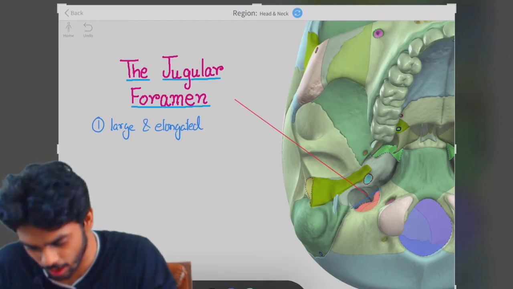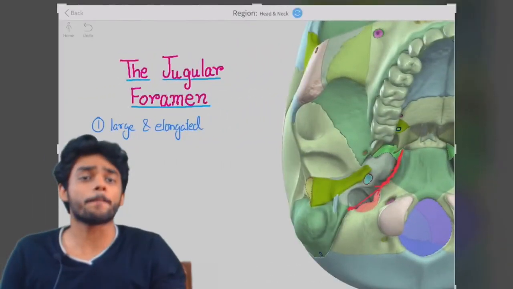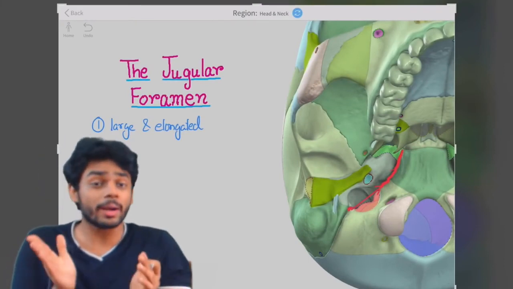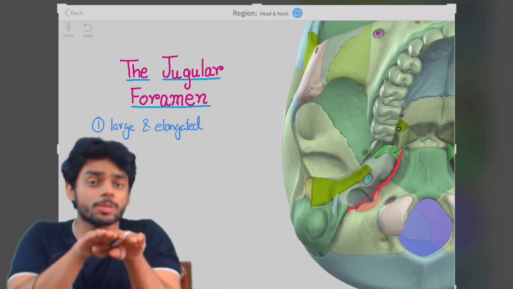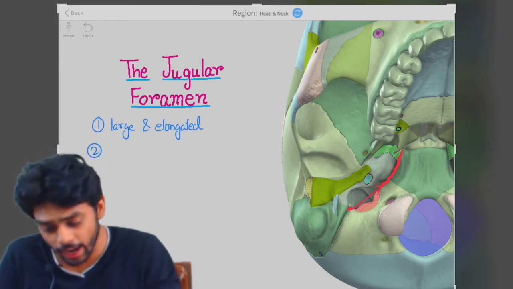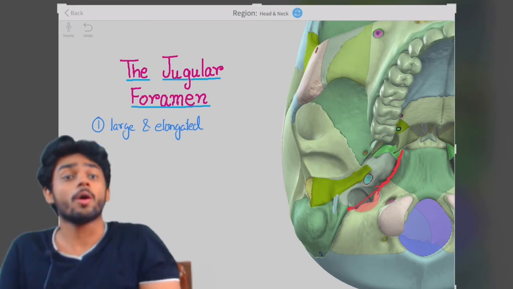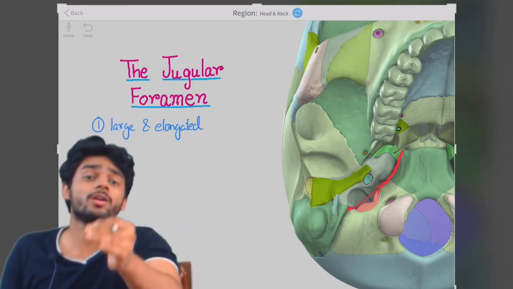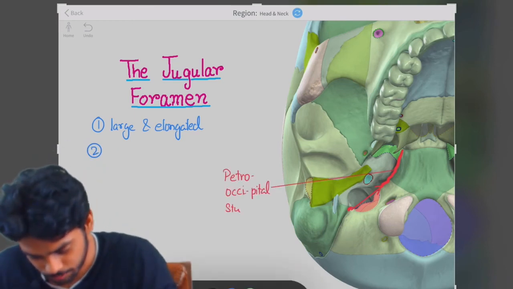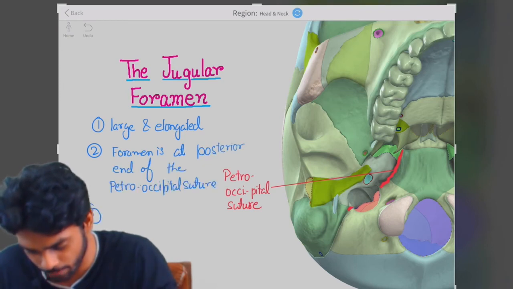It is large and elongated. Second point, it is at the petro-occipital suture, not fissure, petro-occipital suture. The petrous part of the temporal bone and the occipital bone are joining, and here you have the suture. This jugular foramen is present at the posterior end of the petro-occipital suture. Please see here, the foramen is at the posterior end of the petro-occipital suture.